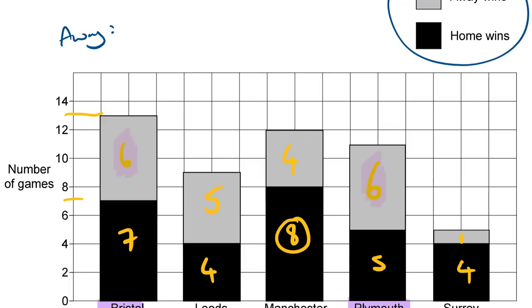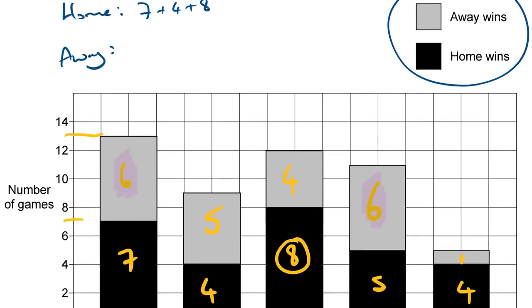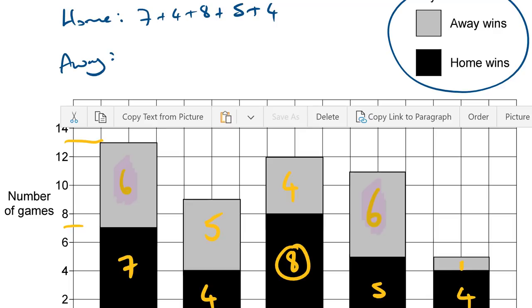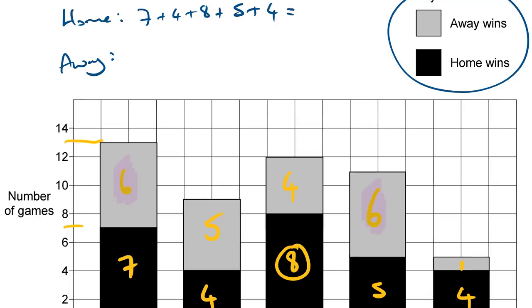So the number of home wins is going to be all the black bars added together, isn't it? So that's 7 plus 4 plus 8 plus 5 plus 4, which adds up to, I think I'm going off the top of the screen again, aren't I? Which adds up to 7 plus 4 is 11, plus 9 is 19, plus 5 is 24, plus 4 is 28. Adds up to 28.